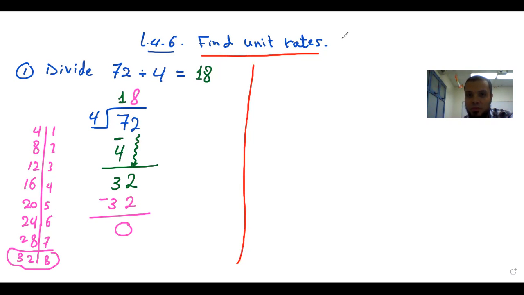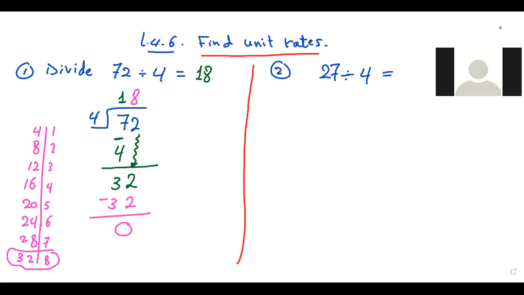Question number 2. Finish, please, your handwriting quickly. What is the other question? The other question is easier than the first question, I think. 27 divided by 4. The second one here is Abdulaziz Ahmed. Abdulaziz, how can I solve this question? 27 divided by 4.